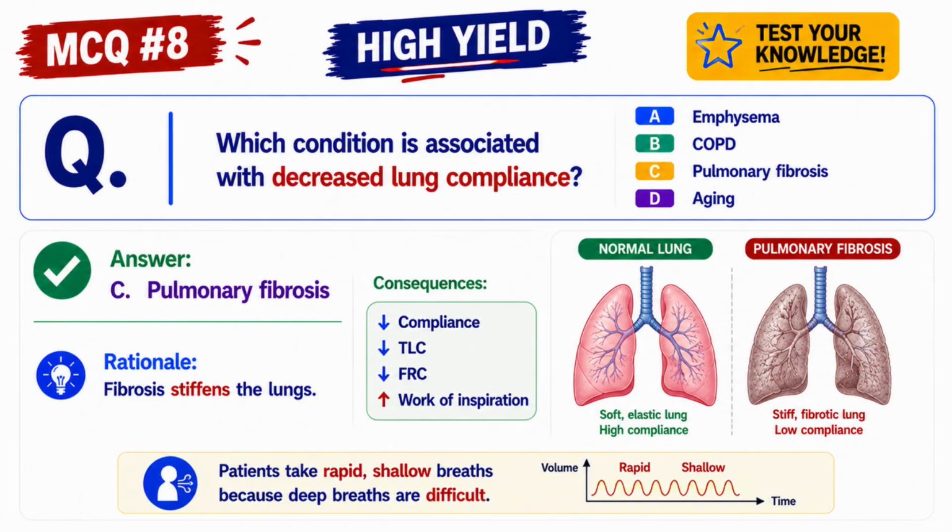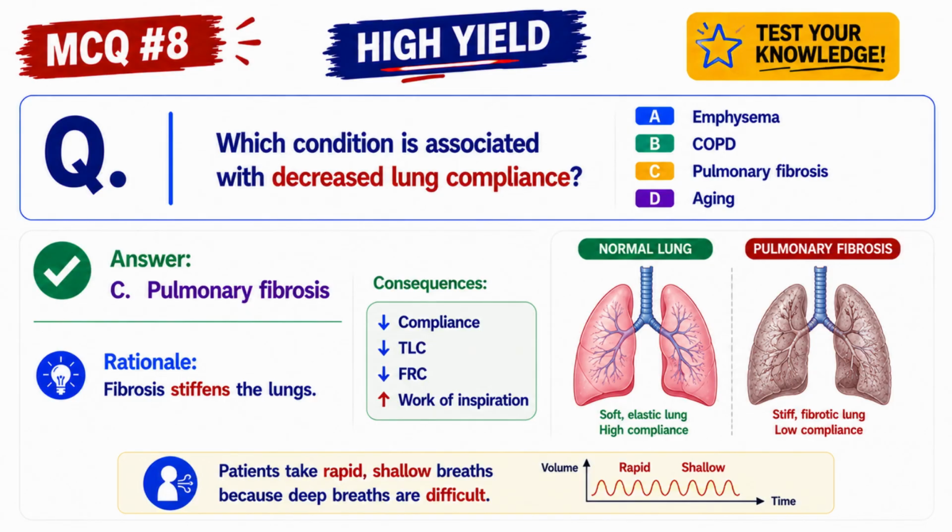Here's why. Pulmonary fibrosis replaces normal elastic lung tissue with dense fibrous collagen. Collagen is stiff. Fibrous tissue does not stretch. The lungs become stiff, non-compliant. They resist inflation. A large pressure change is required to produce even a small volume change. Compliance, volume divided by pressure, falls dramatically.